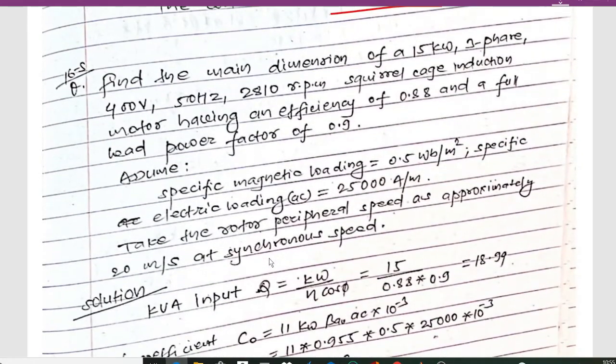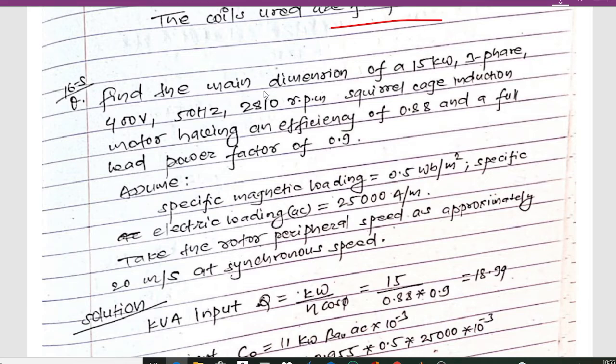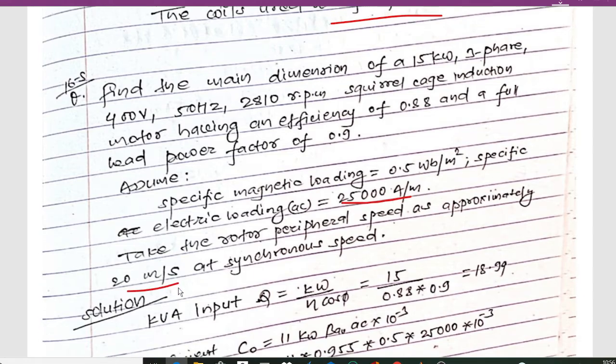Similarly, here we have the next one. Find the main dimensions of a 15 kilowatt, 3 phase, 400 volt, 50 Hz, 2810 RPM squirrel cage induction motor having an efficiency of 0.88 and a full load power factor of 0.9, a specific magnetic loading of 0.5 Wb per meter square, and an electric loading AC of 25,000 ampere per meter. Take the rotor peripheral speed as approximately 20 meters per second at synchronous speed.